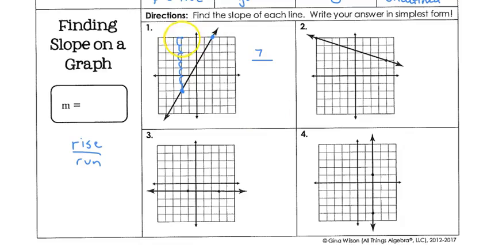And then to get over to that blue dot, I have to go right 1, 2, 3, 4. All right, so my slope is 7/4, and that is already simplified, so that would be it.